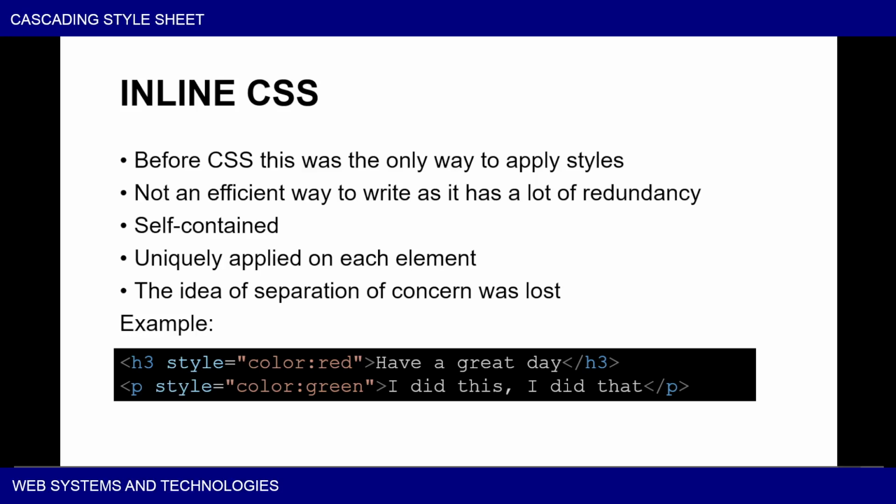On the other tag that we have here, which is the paragraph tag, we put color green. So the text inside this, which is "I did this and I did that." Okay, let me just show you how this will work on a web browser. So let's go to our coding.